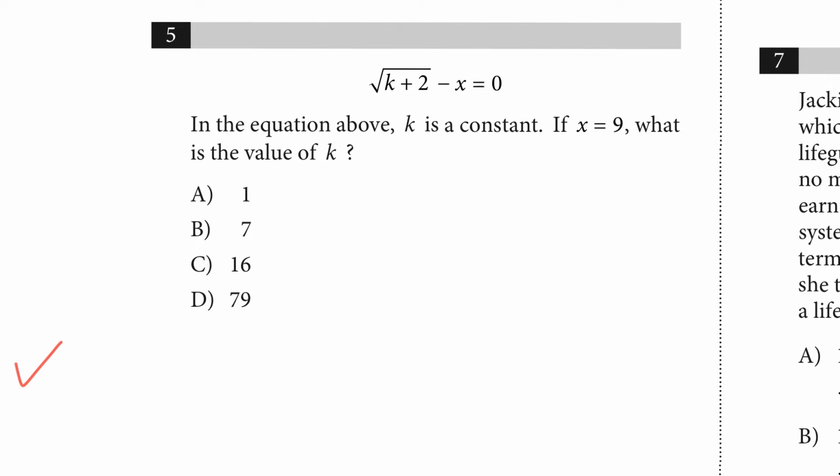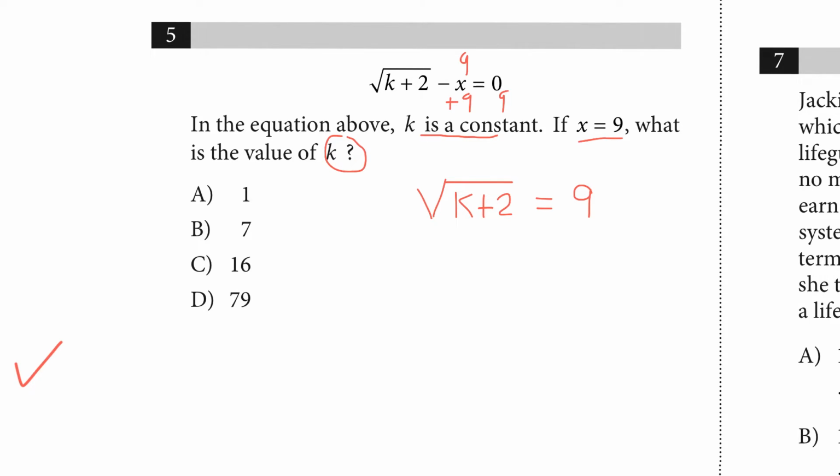Okay, moving right along to number 5, it says, in the equation above, k is a constant, and we also know that x equals 9. What is the value of k? So we're looking for k here, and if x equals 9, we can replace this x with 9. So you have a minus 9 here, so I'm going to add 9 to both sides. And I'm going to rewrite that on the bottom here. I'm going to have the square root of k plus 2. If I add 9 to both sides, that equals 9.